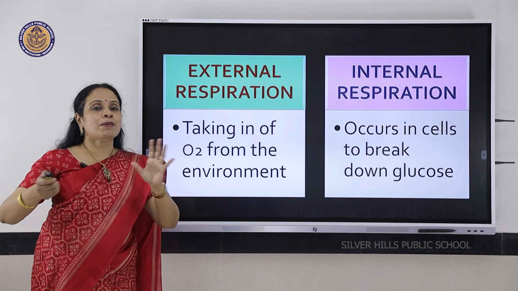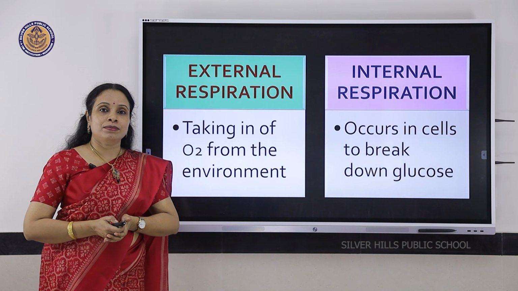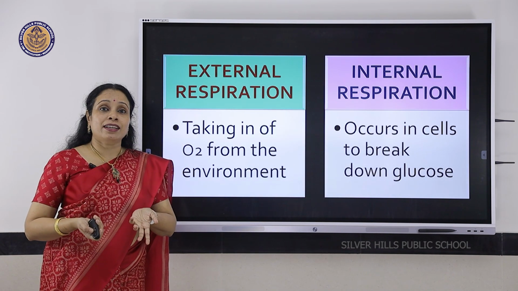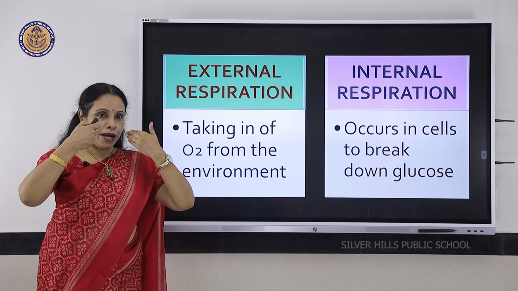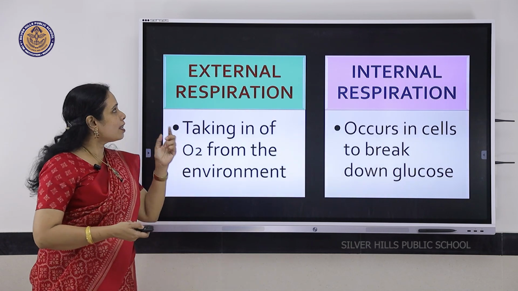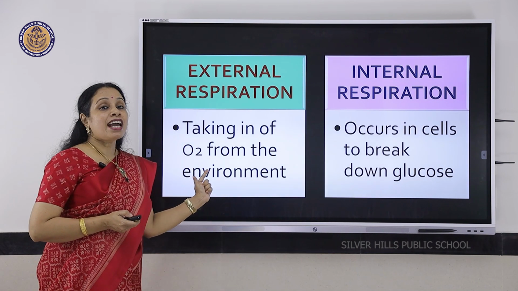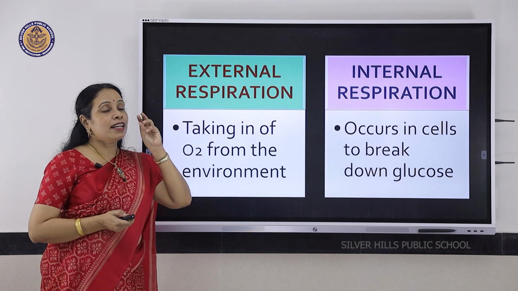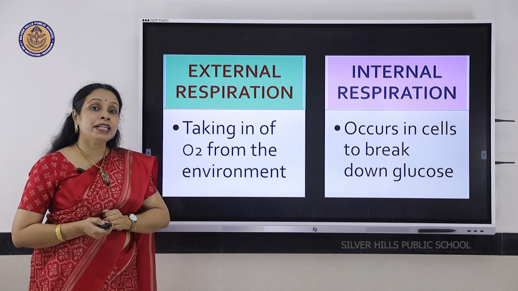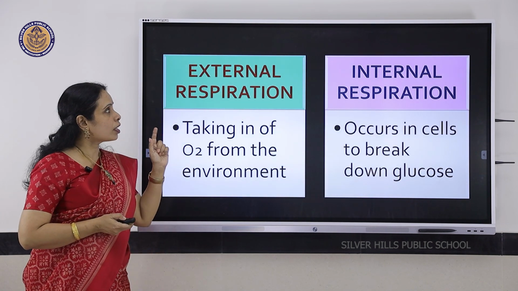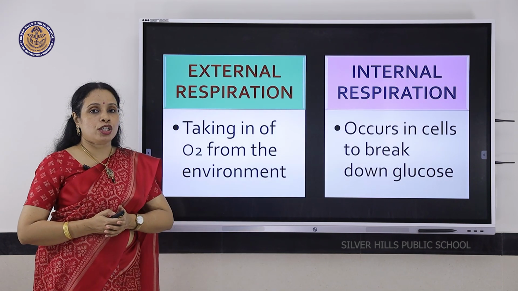So we can classify respiration into 2 types: external and internal respiration. What you and I are just doing, breathing in and breathing out, inspiring and expiring, that is external respiration, taking in of oxygen from the environment. So we are taking in oxygen rich air from the atmosphere. A fish will be taking it from water. So that mere physical process is called external respiration.